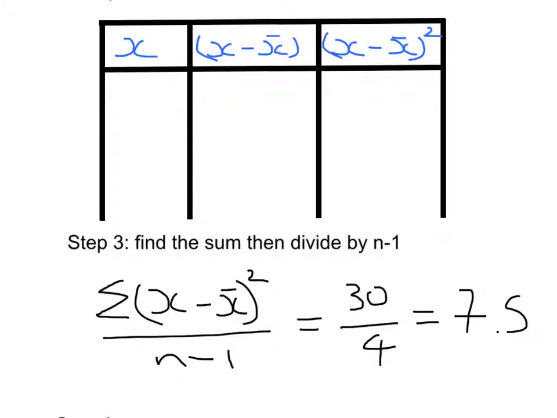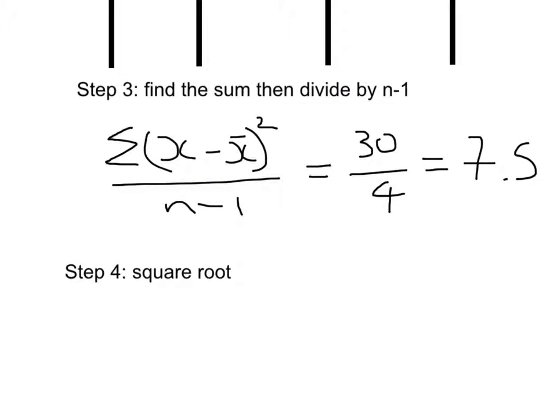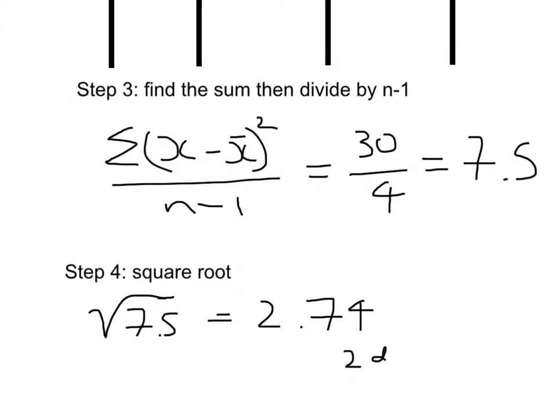And so finally you can find your square root of 7.5, and you should get the answer of 2.74 to 2 decimal places.